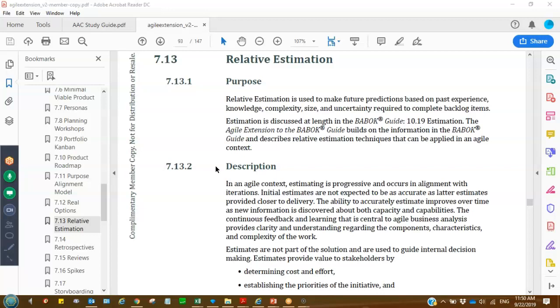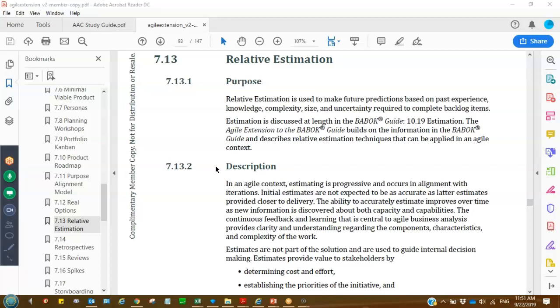But relative estimation, the idea is to put a bunch of things on the table and say, okay, which one of these things do we believe is the biggest, the hardest, the most complex? And we put that over to the right-hand side of the table. And which of these items do we feel is the smallest, the easiest, the fastest thing to do? And we put that over to the left-hand side of the table. And then we arrange things along that continuum from right to left, saying, well, this is smaller than that, but bigger than this.